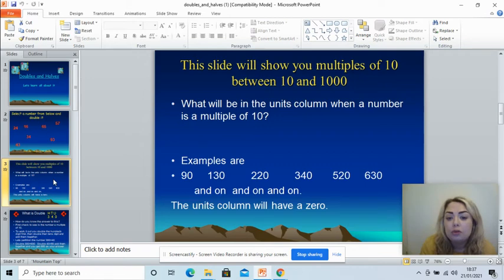So what would be in the units column when a number is a multiple of 10? Our multiples of 10 are 10, 20, 30, 40, 50, 60, and so on, okay? So when we're looking at the units column, this will always end in a 0 if we are talking about multiples of 10. Some examples: 90, 130, 220, 340, 520. As you can see, in the units column they are always a 0. So that's a column we haven't really got to worry about. That's a nice simple one.